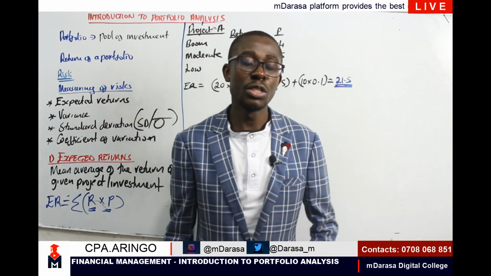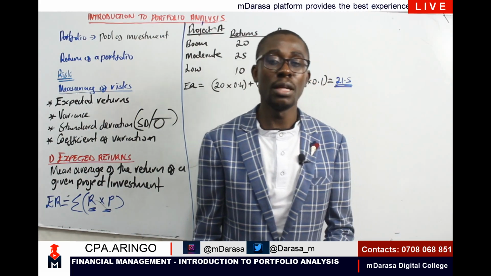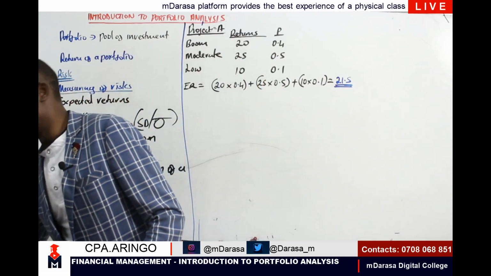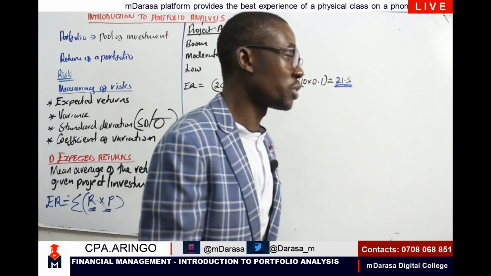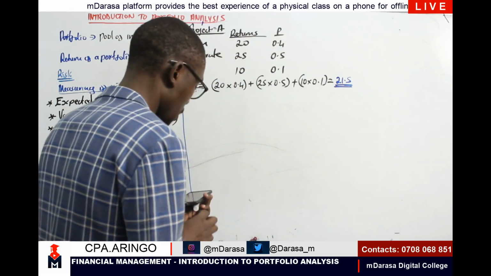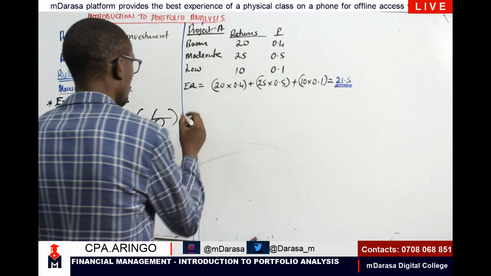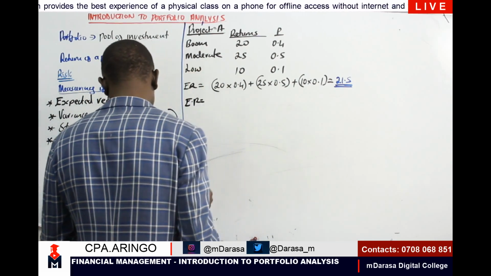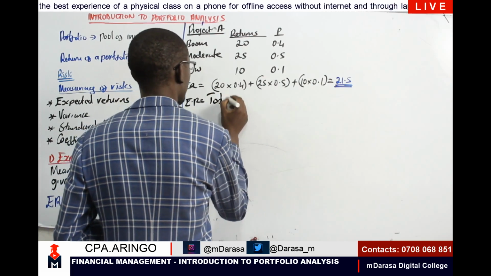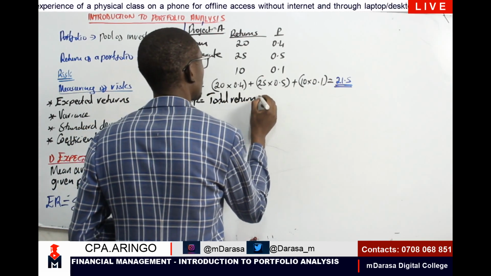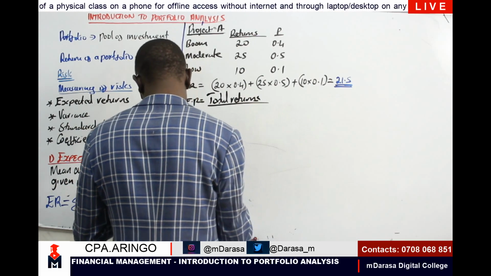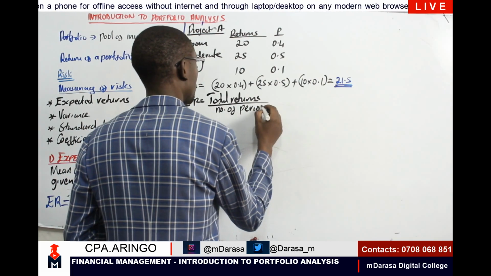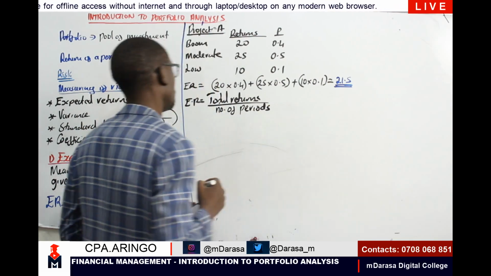Another key: in the event that you're not given your probabilities, how will you determine your expected return? In the event that you don't have your probability, to determine your expected returns, of course, we can always take our total returns and divide by the number of periods.